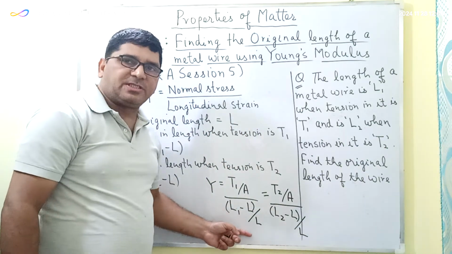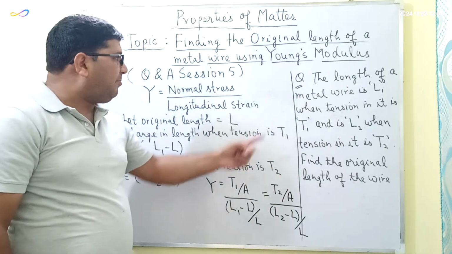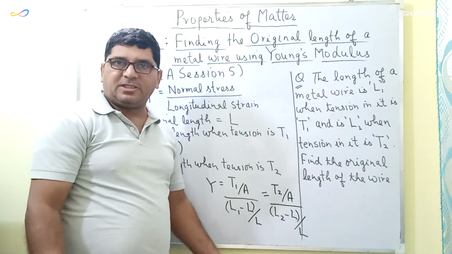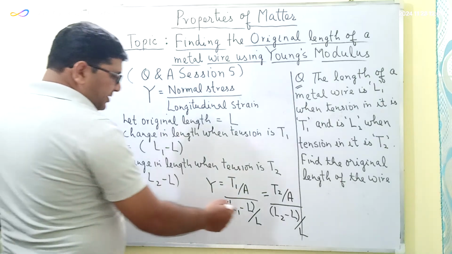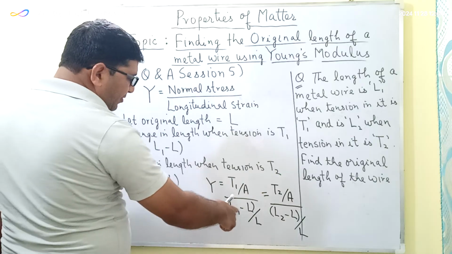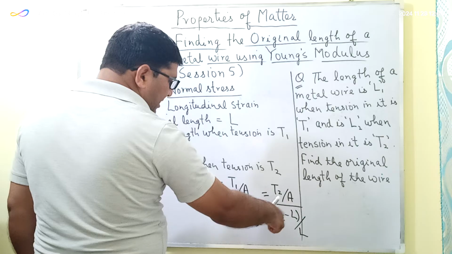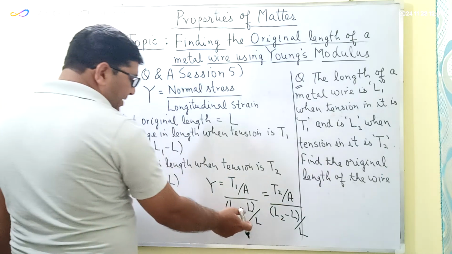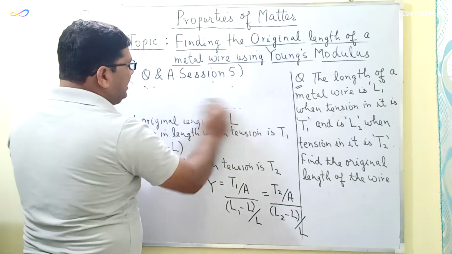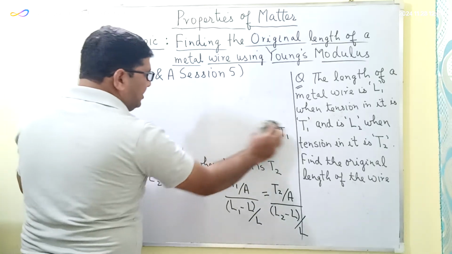I've got this equation because the metal wire is the same in both the cases, and therefore the Young's modulus will also remain the same in both the cases. So this is the equation: T1 divided by A divided by L1 minus L divided by L is equal to T2 upon A divided by L2 minus L divided by L. By solving this equation, we will be able to find the original length of the wire, which is taken as L in this case.